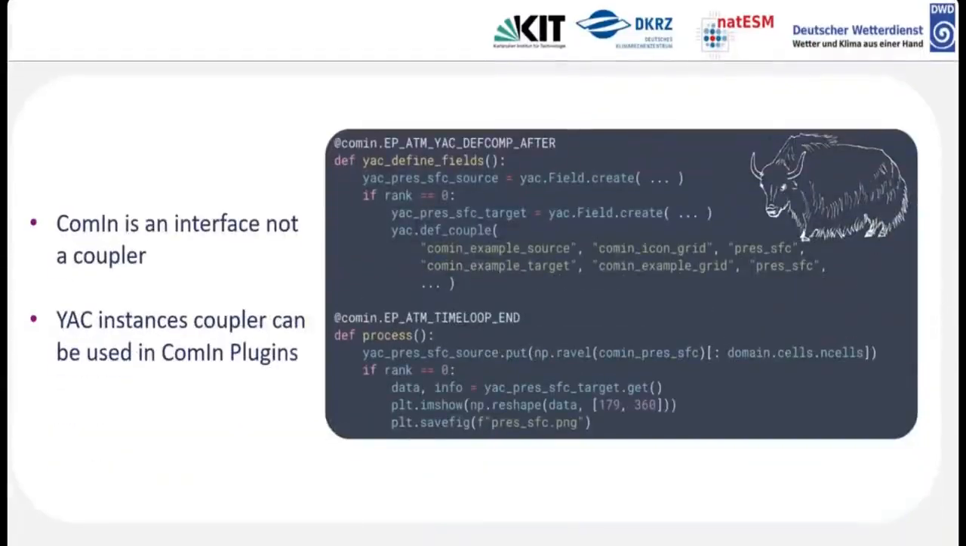As I mentioned, ComIn is an interface and not a coupler. But the YAC coupler, for example, can be used in your plugins. So here in this example, we use YAC to interpolate a field from the ICON unstructured grid to a regular lat-lon grid. There is a dedicated exercise where we are going to use YAC in our plugin on Friday afternoon.